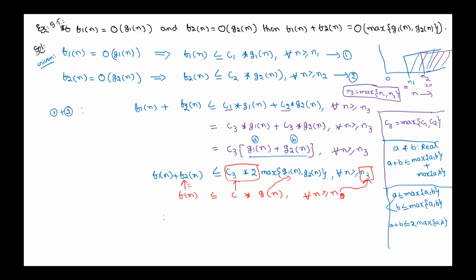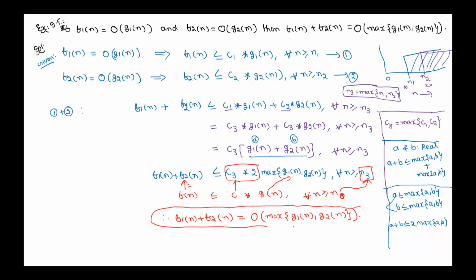So therefore, if it holds, what can we write? f1 of n plus f2 of n is big O of maximum of g1 of n comma g2 of n, which is nothing but the definition of big O notation. That's what we discussed. Actually it is true.